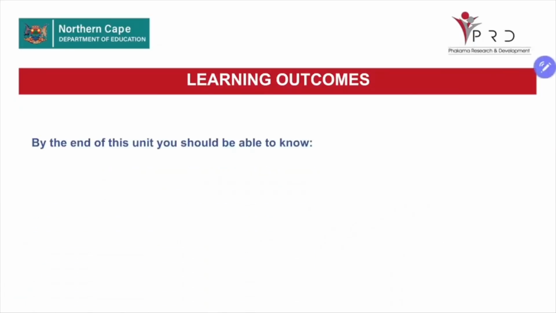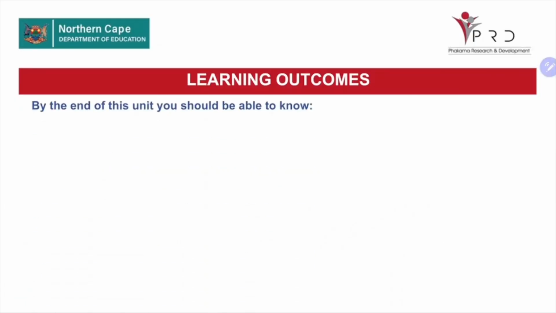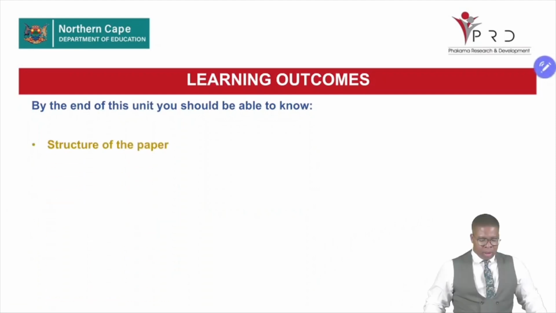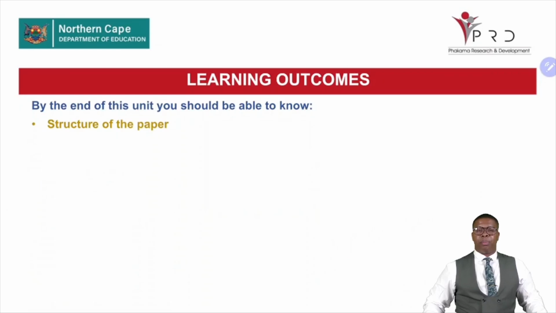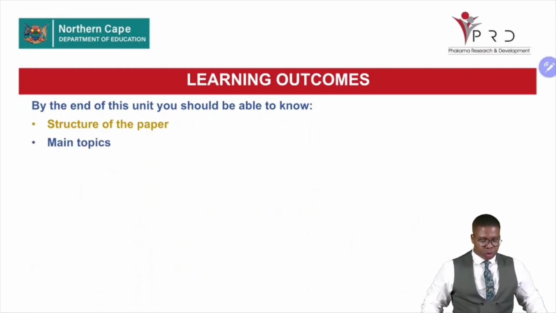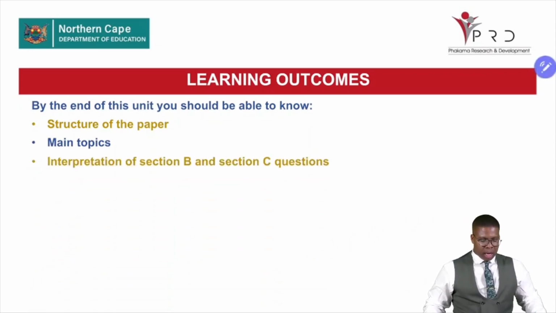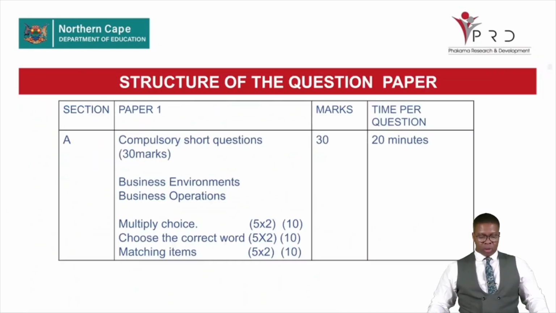Now, by the end of this lesson, this is what you should understand. Hence, we are talking about the lesson outcomes. This is what we should achieve at the end of this lesson. Number 1, you should know the structure of the paper to say what is going to be covered in paper 1. You should also be in a position to know the main topics that are assessed in paper 1 and also be able to interpret section B and section C questions.